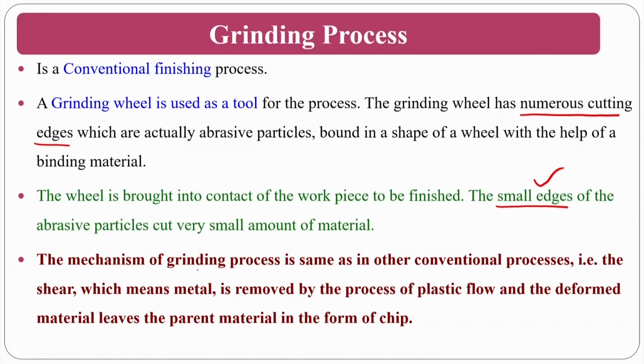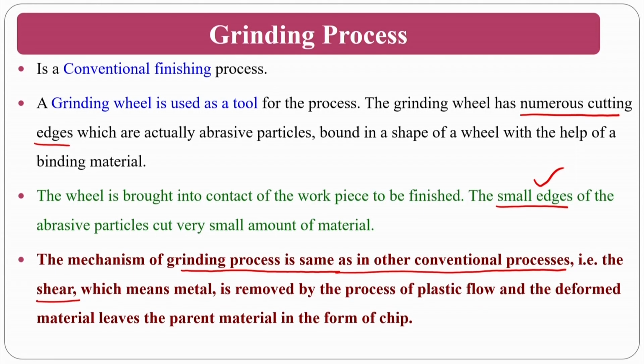The mechanism of the grinding process is the same as a conventional machining process, that is shearing action or cutting action. There are other mechanisms which we are going to see in upcoming slides. So this shearing action will help to form a chip, and plastic deformation also takes place and the chip will form.